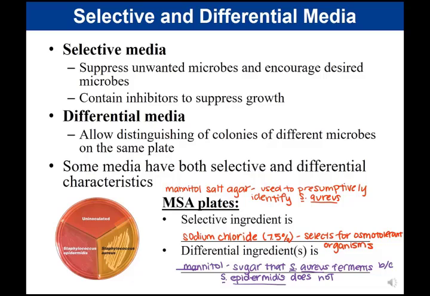Both Staph aureus and Staph epidermidis would grow on the plate because they're both osmotolerant, but we need a way to distinguish whether the growth that we're seeing is Staph aureus or Staph epidermidis. And so our differential ingredient is going to be our mannitol. Again, mannitol is a sugar, Staph aureus can ferment it, and Staph epidermidis cannot. Now, also included in this media is going to be our phenol red. Phenol red, remember, is a pH indicator.